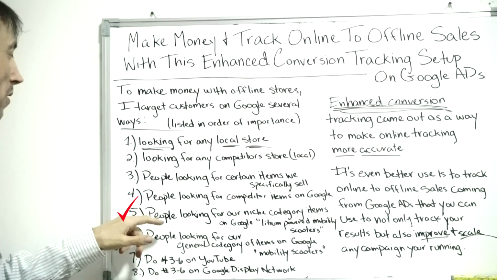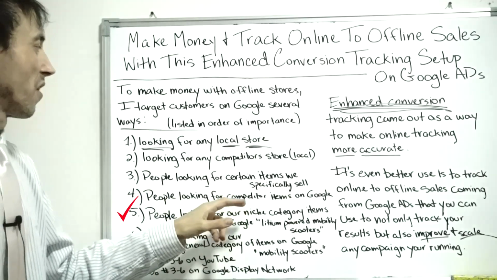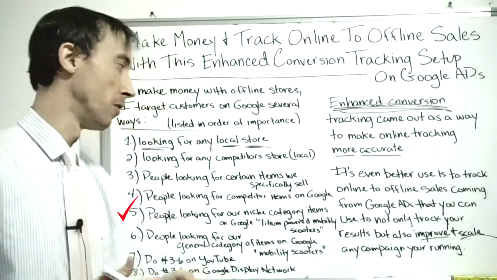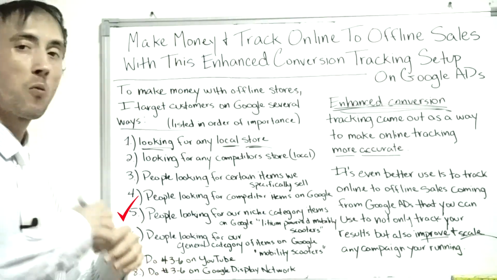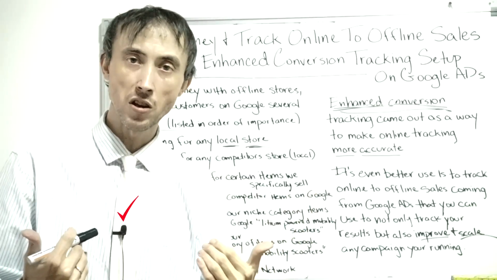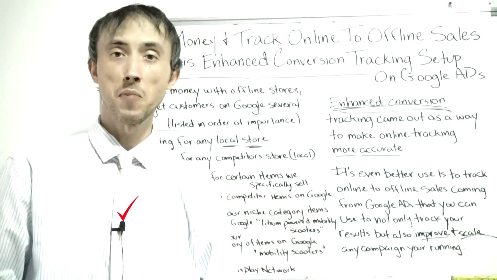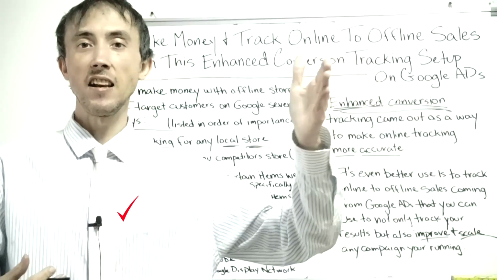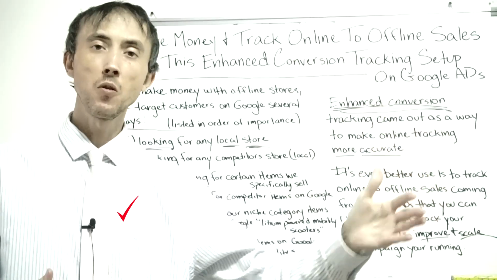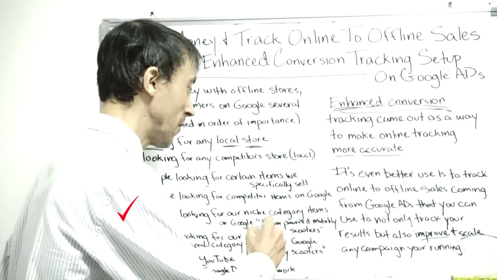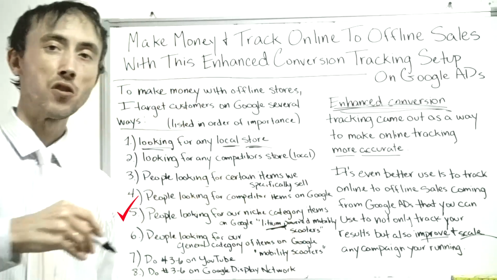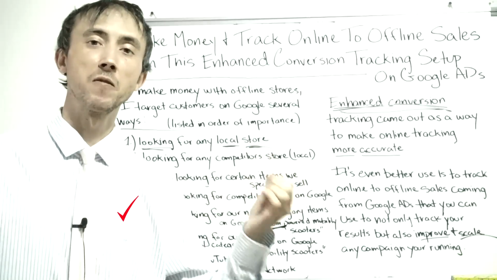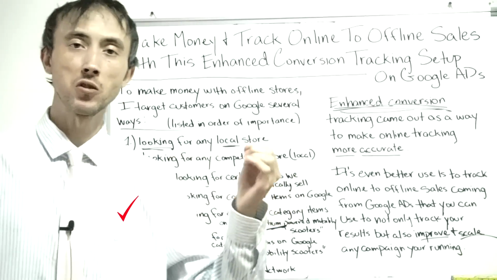Then you're going to go after, going into number 5, people looking for our niche category of items on Google. So with the same mobility scooter example, if the one thing that makes all of our scooters unique is we sell lithium-powered mobility scooters, whereas everybody else sells metal halide and lithium, if somebody's searching specifically for lithium-powered mobility scooters, what we specialize in, then we want to target them first because they're more likely to convert than somebody just looking for a mobility scooter straight out.